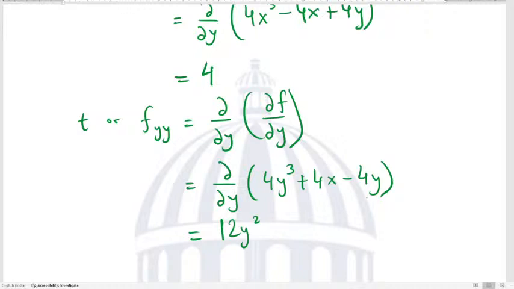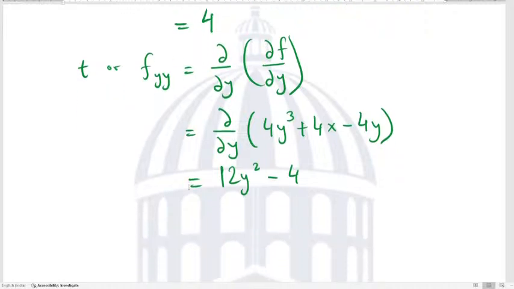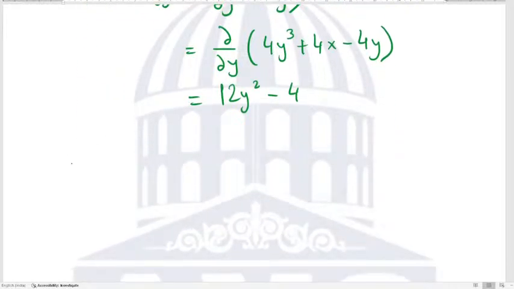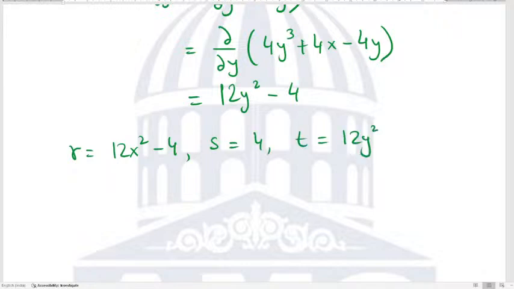Then we have got 4y. 4 is a constant, and differentiation of y with respect to y partially is 1. So 4 multiplied by 1 is 4. And there is a negative in front, so minus 4 is the value which we write here, the part of the expression. So what we got here is r equal to 12x squared minus 4, s equal to 4, and t equal to 12y squared minus 4.